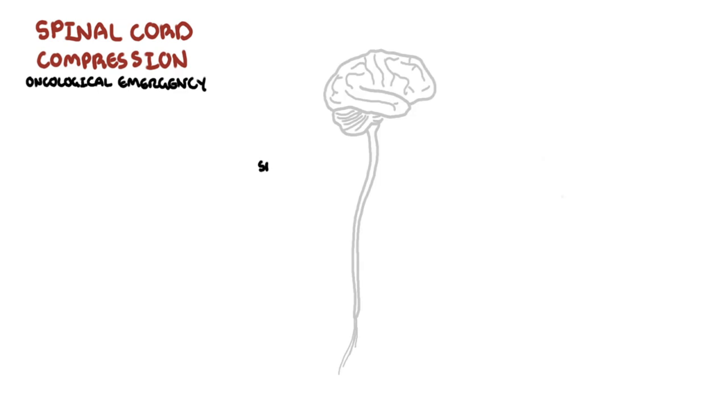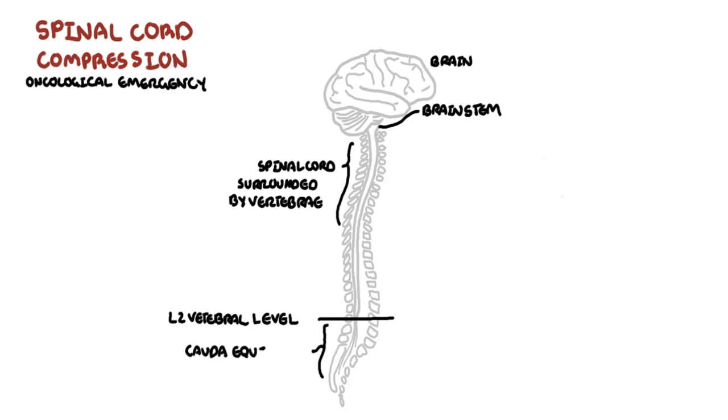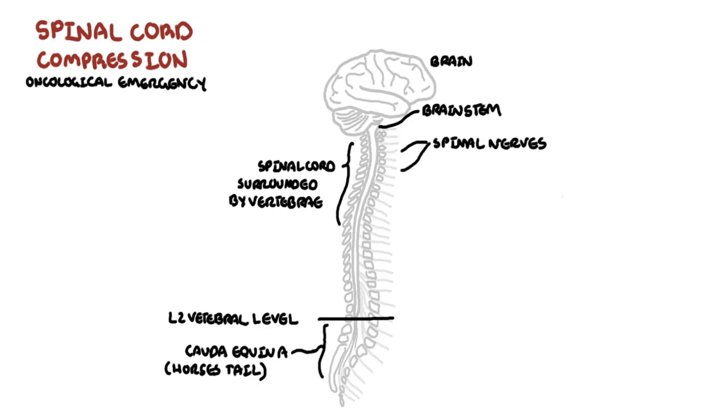The spinal cord is the continuation of the brain and brainstem, which all make up your central nervous system. It is surrounded and protected by the vertebrae, the bones. The spinal cord ends at about the L2 vertebral level, where it has fibers continuing down called the cauda equina, or the horse's tail. Making up the spinal cord are many nerve fibers relaying motor information down to the periphery and sensory information from the periphery up to the brain. Spinal nerve roots emerge from either side of the spinal cord, giving rise to the spinal nerves.